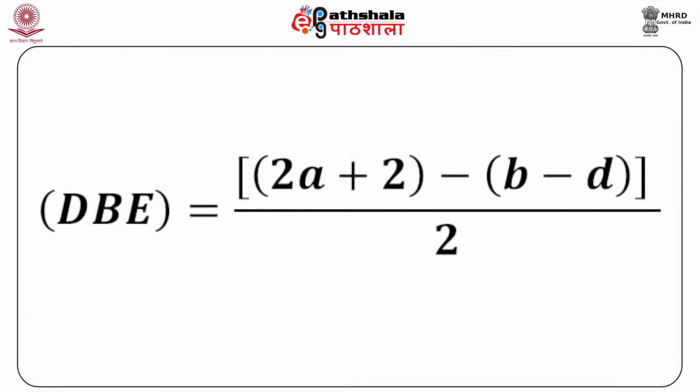Now how do you calculate DBE or double bond equivalents? The formula for DBE is: [(2a + 2) - (b - d)] divided by 2. Here, students, a is the number of carbon atoms, b is hydrogen or monovalent atoms, and d is nitrogen.